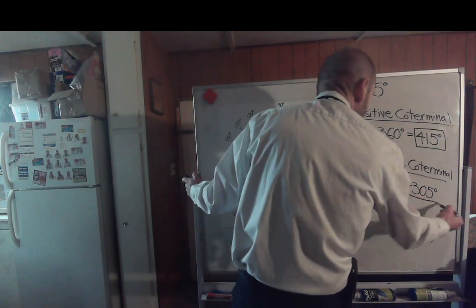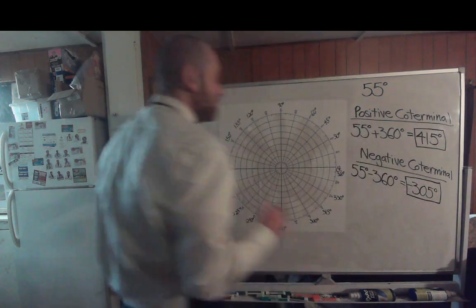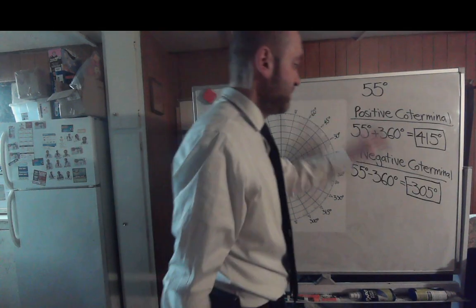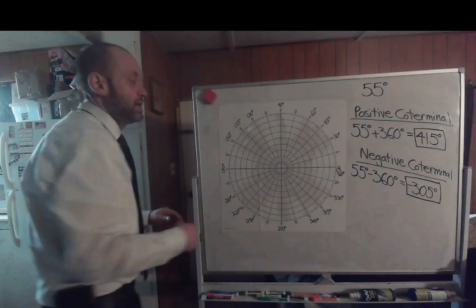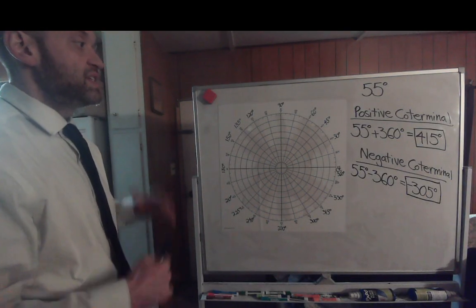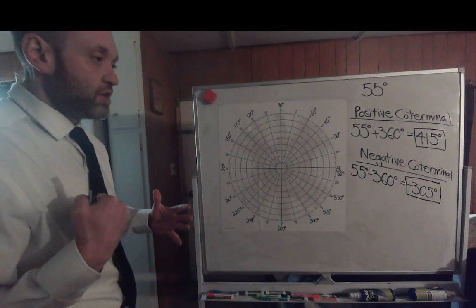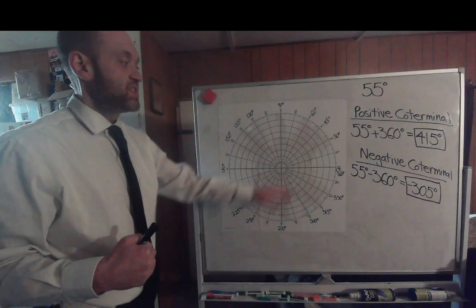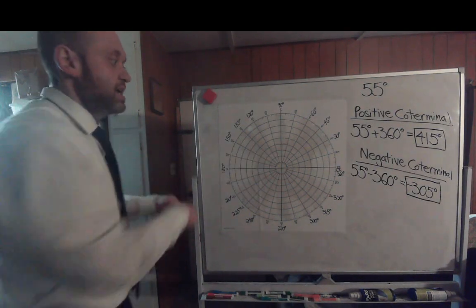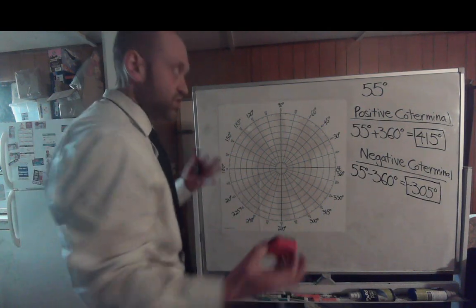So the coterminal negative angle of 55 degrees would be at negative 305 degrees if you were going clockwise. But your angle would have the same terminal side. It'd have the same initial and terminal side. The only difference is which direction of the circle you are going. That's all that's referring to.